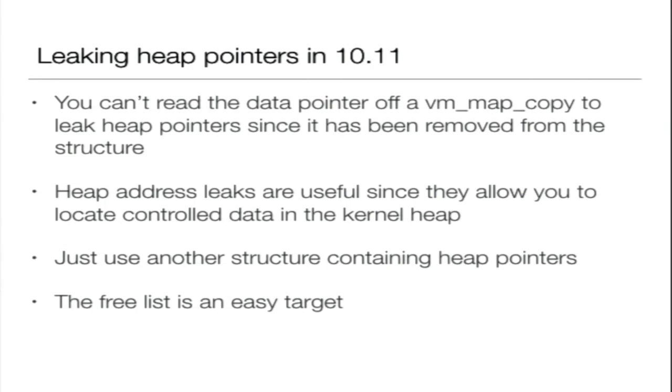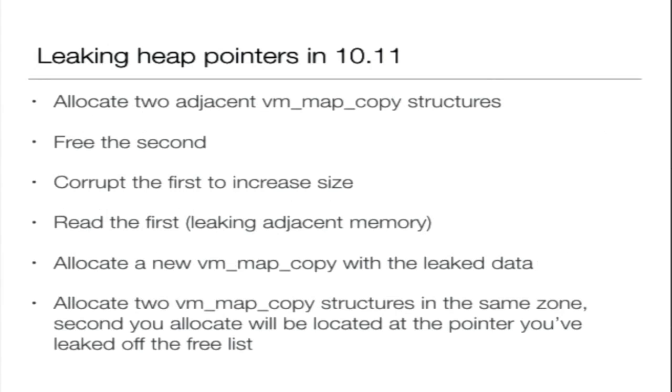And since you can't read the data pointer of another structure like this, you have to find another structure to do a heap info leak. And the free list is an easy target. So you can just allocate two adjacent vm_map_copy structures, free the second, and corrupt the first to increase size past heap allocation boundaries. By reading the first vm_map_copy out, you corrupt the memory, but you also leak the free chunk. And by leaking the free chunk, you can allocate a new vm_map_copy with the free chunk in, and the kernel won't crash if you do this, but you will be able to know a pointer to the next free allocation. So if you create two new vm_map_copy structures, you will know the pointer to the second one you've created.